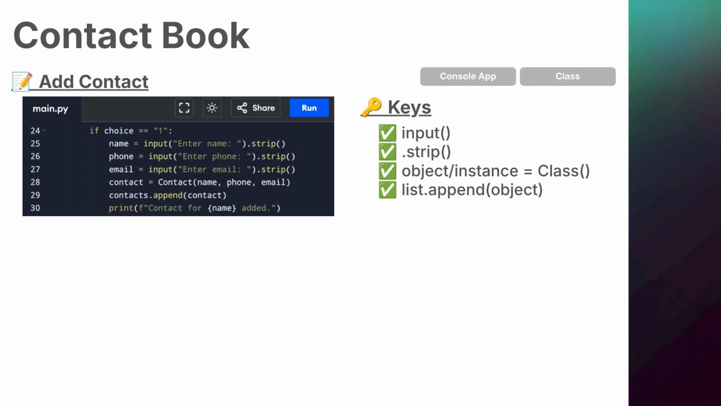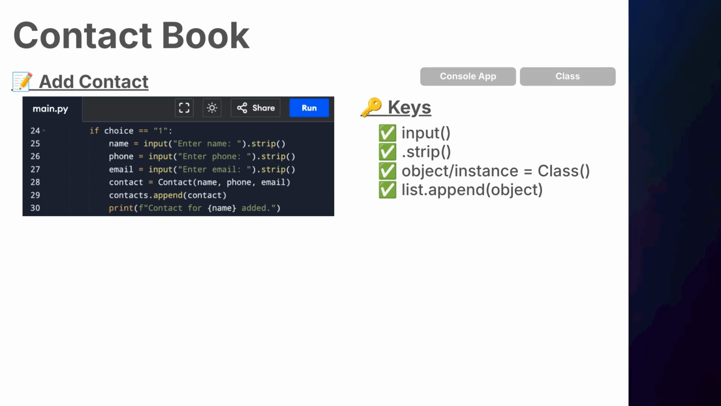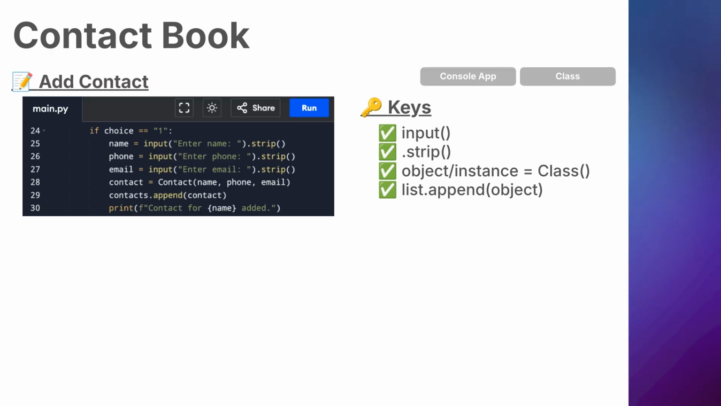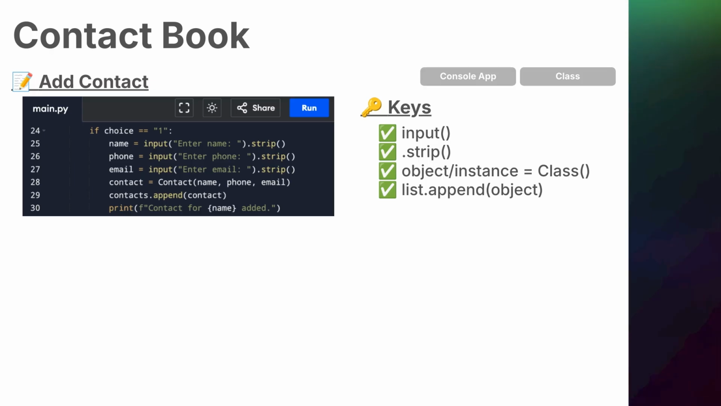With this section in place, the program can now take user input, create contact objects, and store them for later use. In the next step, we'll move on to writing the logic to view and search those contacts so we can make the app fully functional.